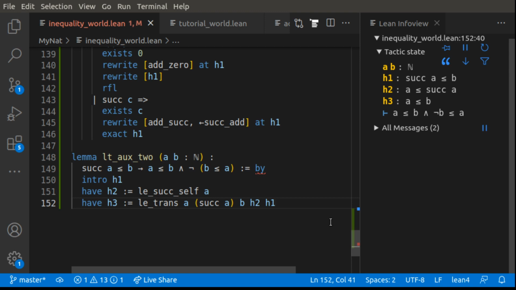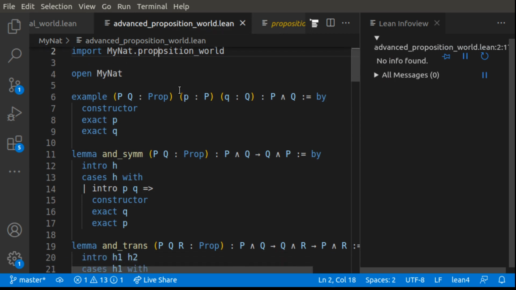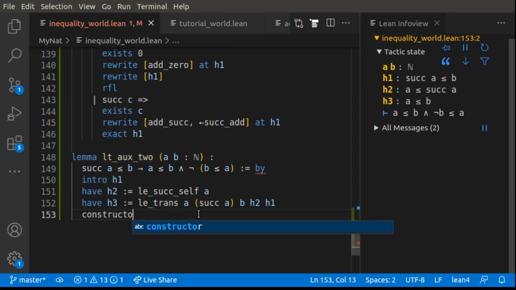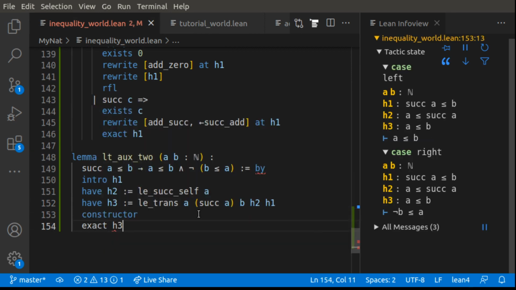How do we do this? So we have the right side of this. So can we just, how to deal with ands? Can we do like a left and right? What's our way with ands? Let's look at our advanced proposition world. Okay, so we can call constructor. Nice. So let's call constructor exact h3.